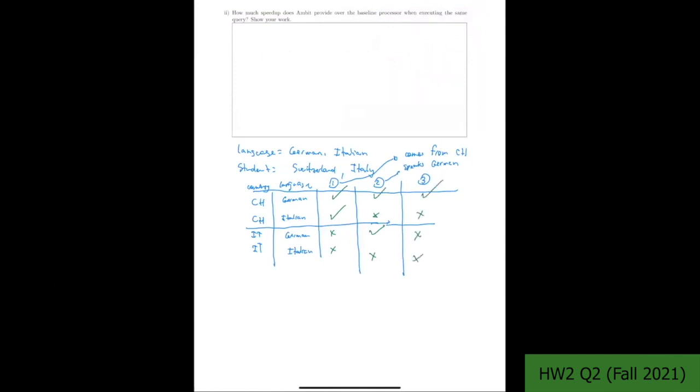So the first query that you're going to execute is going to be this one over here, with the country. And then you're going to have your database with CH, Italy, and your query is pretty much CH. You want the person to come from Switzerland. And the result, as we saw here, is we want this line, we want this line, we don't want this line, we don't want this line.